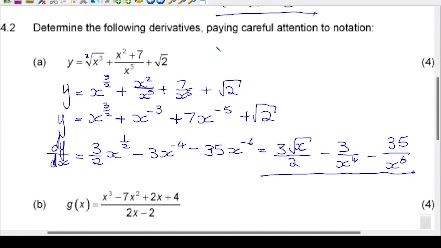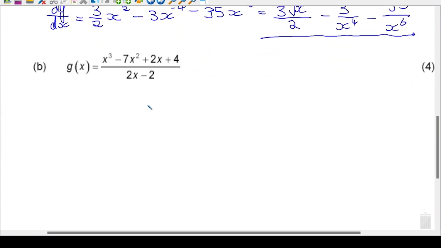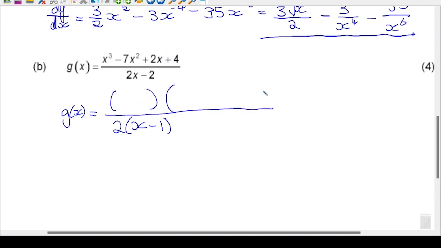Okay, part B, 4.2b, we've got a fraction, and we're going to need to get rid of this fraction. Now, the only way we're going to be able to do this is to factorize and hopefully simplify the fraction. The bottom factorizes really easily to 2 into x minus 1. What I'm hoping now is that x minus 1 is a factor on the top, because if it is, then I will get rid of my fractions. Okay, so let's do this now and see if we can work out by inspection.